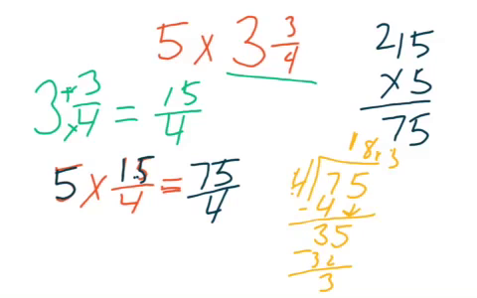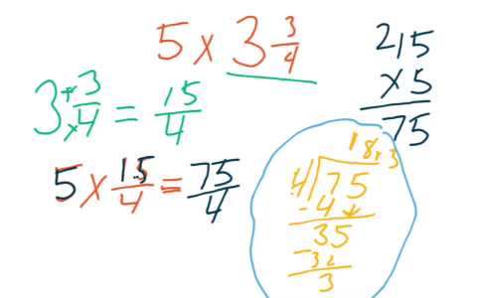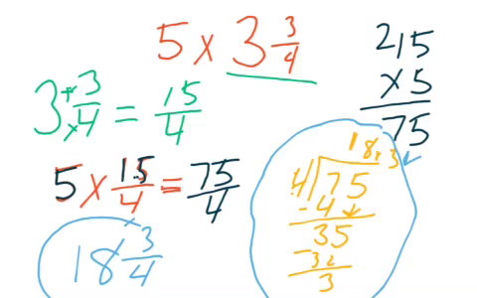Now, final step, now that I have divided, is to rewrite this as a mixed number. So, my quotient becomes my whole number. My remainder becomes my numerator. And my denominator is my divisor, or it stays the same from what I did before. And that is my answer.